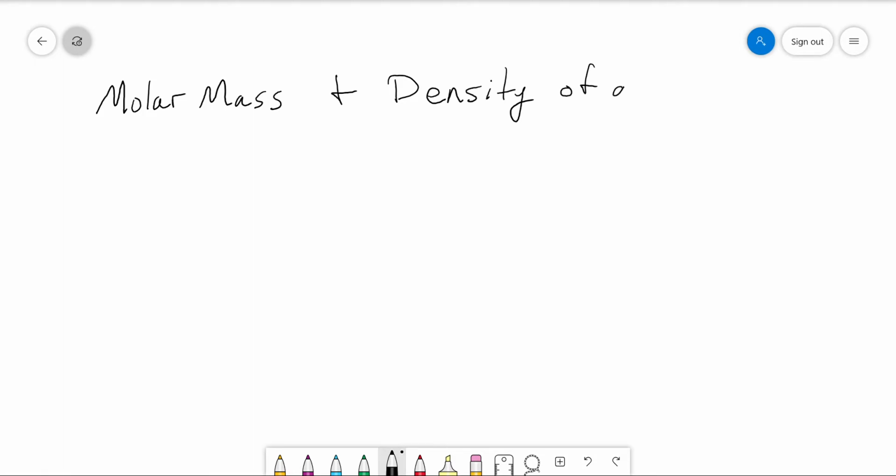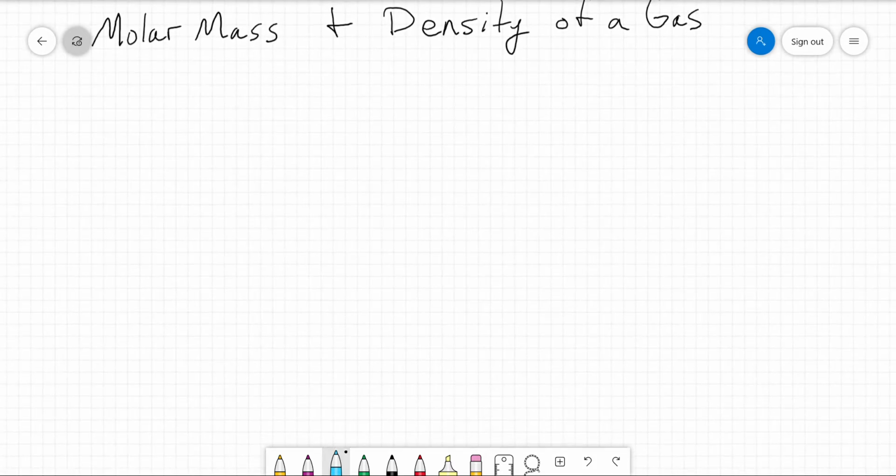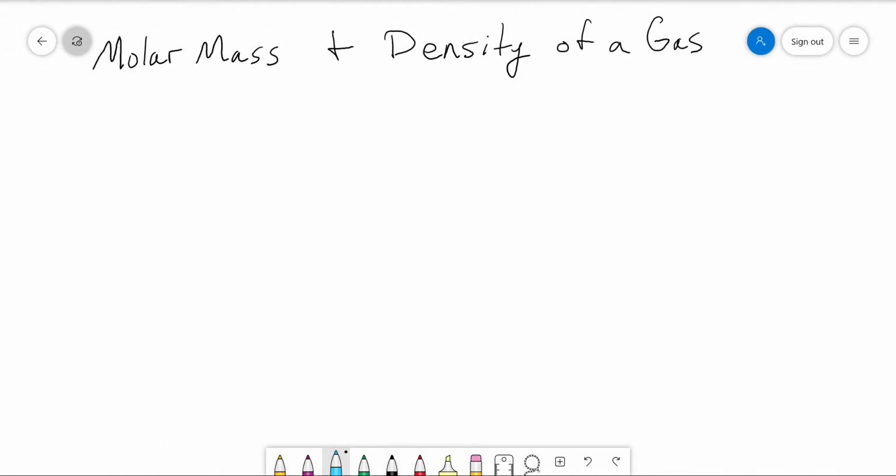All right, we are going to talk about molar mass and density of a gas. Remember that molar mass is abbreviated with two capital M's. Molar mass is mass divided by moles. That's all. Molar mass, that's grams per mole.